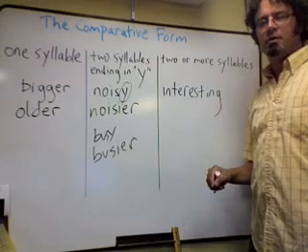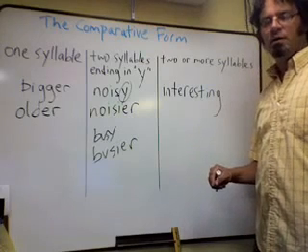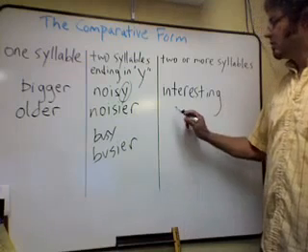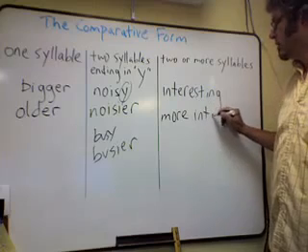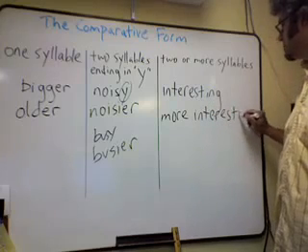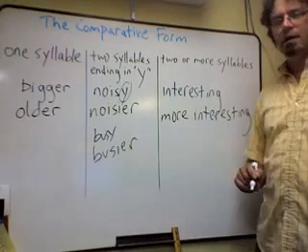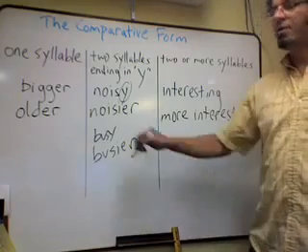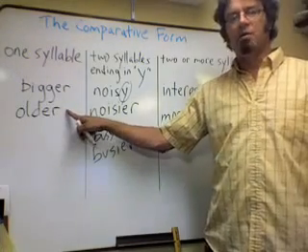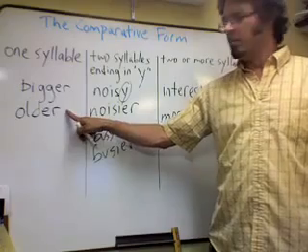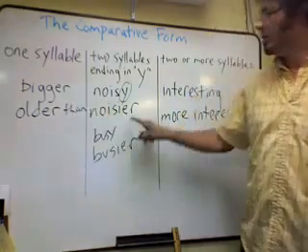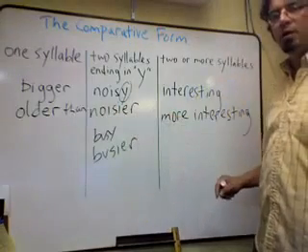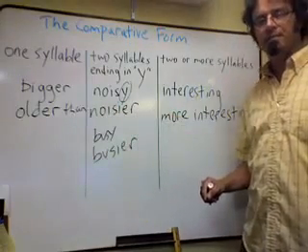Longer words that are 2 syllables or more, such as interesting, will add more at the beginning of the word. More interesting. And remember, frequently the word than will follow words that are in the comparative form. So, older than, noisier than, more interesting than.